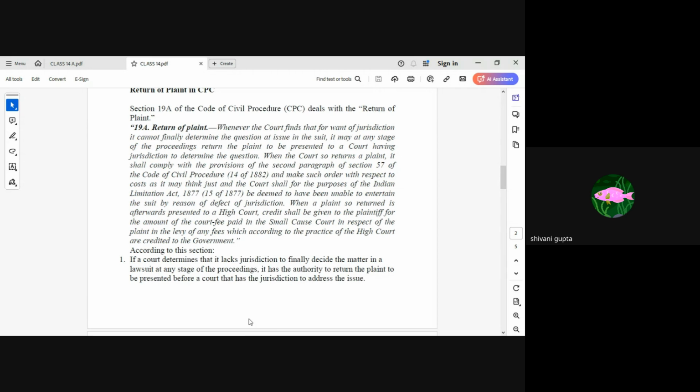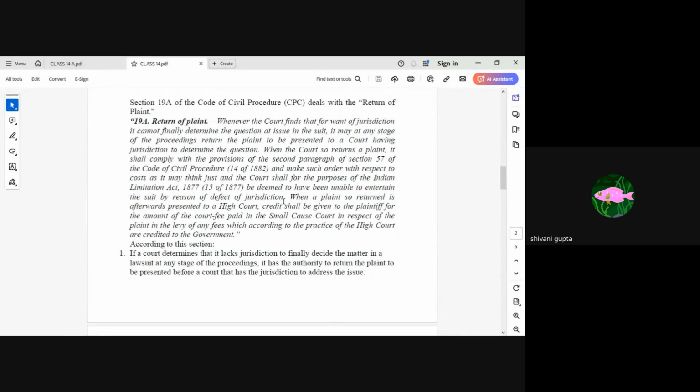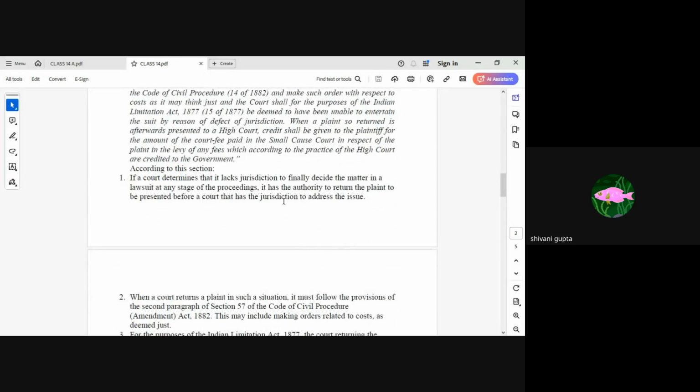There is not much utility in going through the whole section. According to this section, if there is a lack of jurisdiction at any stage, does the court have the authority to return the plaint or not? Those are the key things discussed under 19A. These are the practical aspects. When you go into litigation practice, you face these issues, but somehow they are not commonly stated.